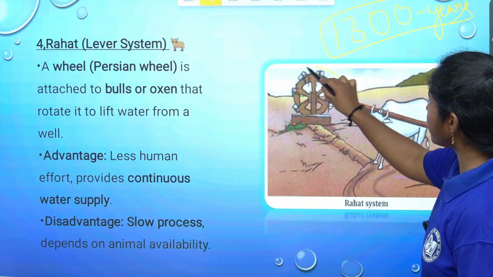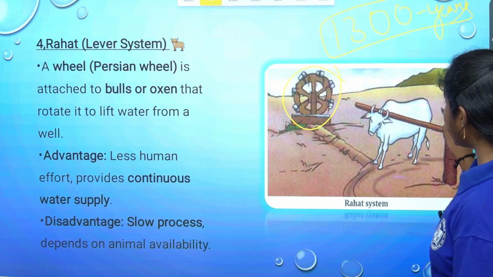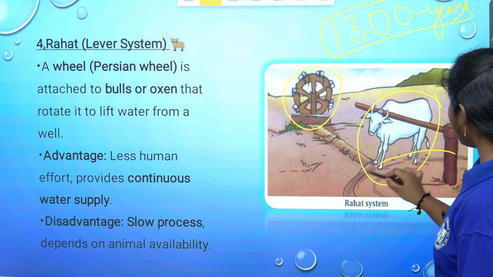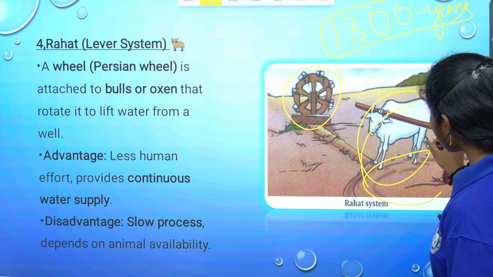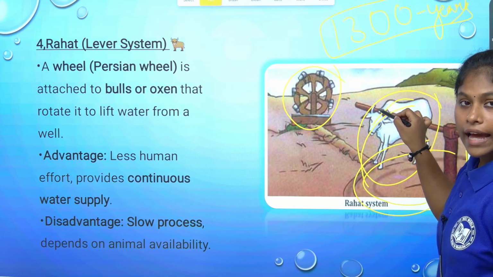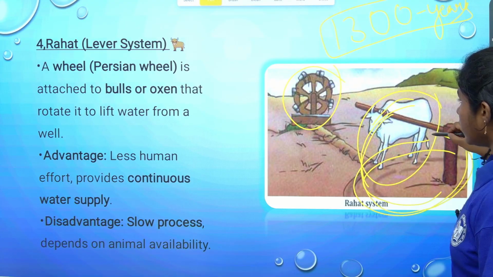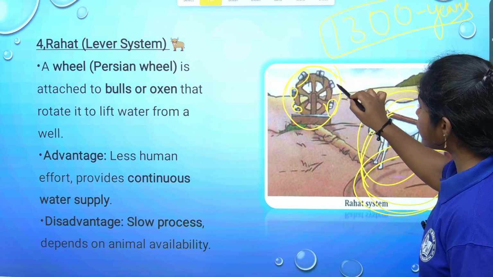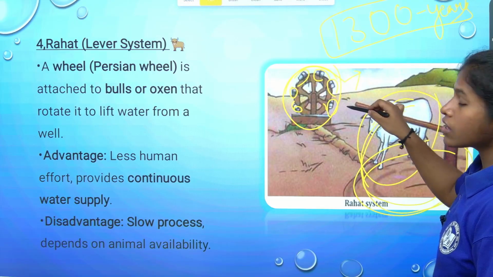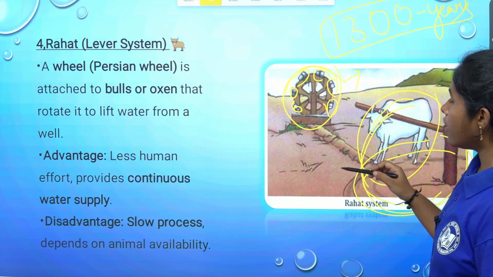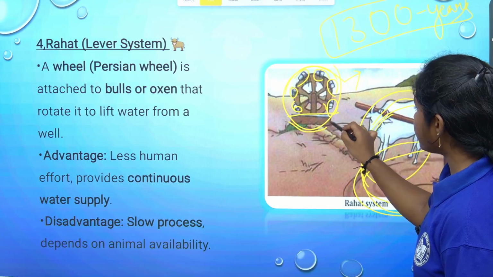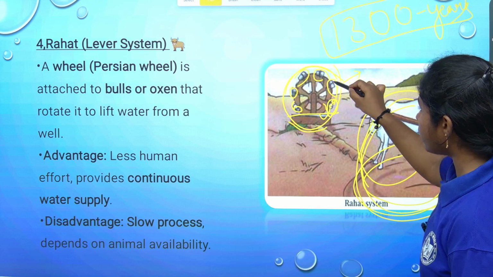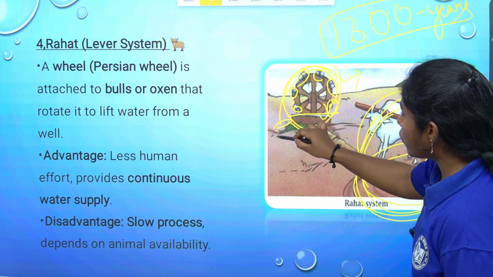See children, this is the Persian wheel, and depending on the availability of animals, this system is done, because here one wheel is there. When the animals rotate around the circumference of the wheel, see, this wheel has so many buckets, right children? For large fields in the olden days, they used to perform this Rahat system, also called the leveler system. Here the water will be there. When it moves in a circumference, the water is carried in one way and then poured into the fields.